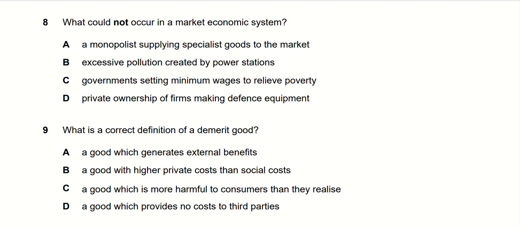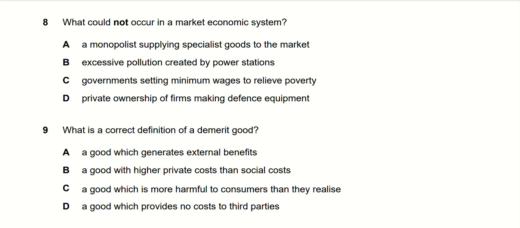Okay, question 8. What could not occur in a market economic system? So a market economic system is where it's run fully by private sectors or by private firms. A monopolist supplying specialist goods to the market. That could occur. Excessive pollution created by a power station. Yes, that could occur. Government setting up minimum wages to relieve poverty. That cannot occur because there is no government intervention in the market economic system. So your answer is C.